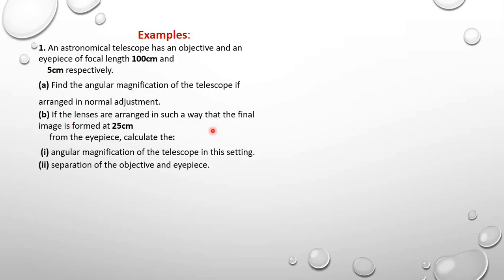Then if the lens is arranged in such a way that the final image is formed at 25 centimeters from the eyepiece, calculate the angular magnification of the telescope in this setting, and then the separation of the objective from the eyepiece in this setting. So we have two settings here. Let's first look at when it is in normal adjustment, then after we shall look at when the final image is at a near point.